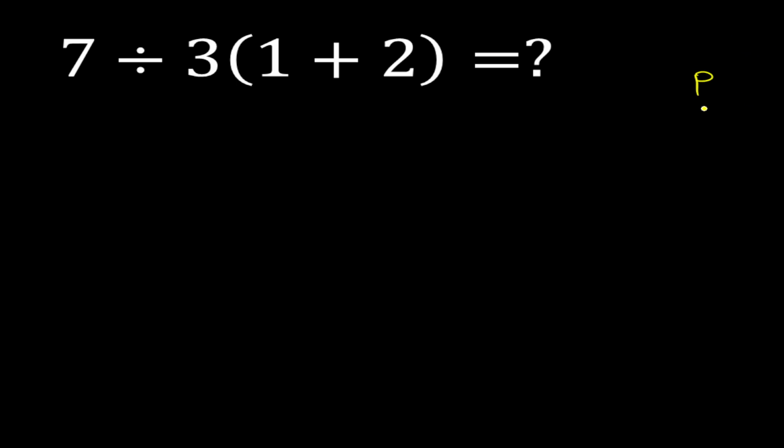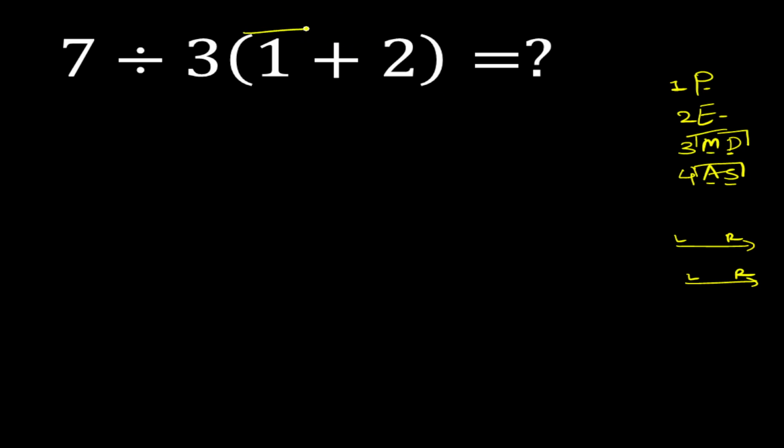PEMDAS. According to PEMDAS, first priority is parenthesis, second priority is exponents, third priority is multiplication and division, and fourth priority is addition and subtraction. Multiplication and division both have equal priority, so we have to solve it from left to right. And also addition and subtraction both have equal priority, so we have to solve it from left to right.